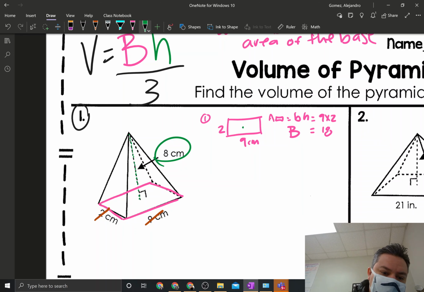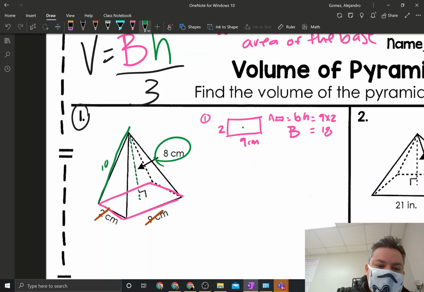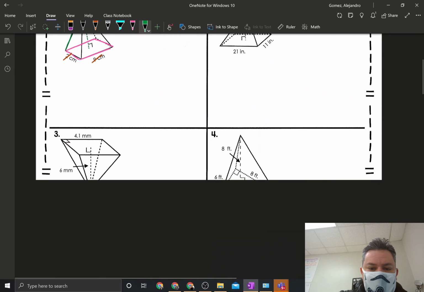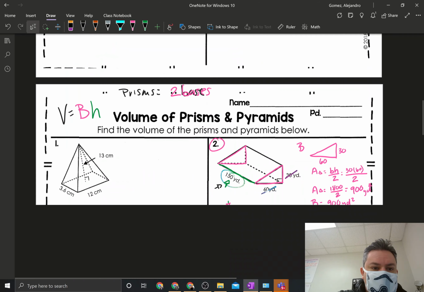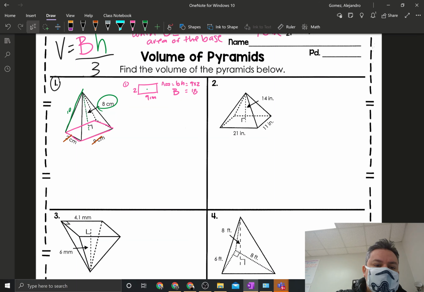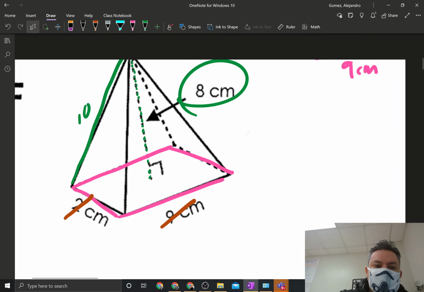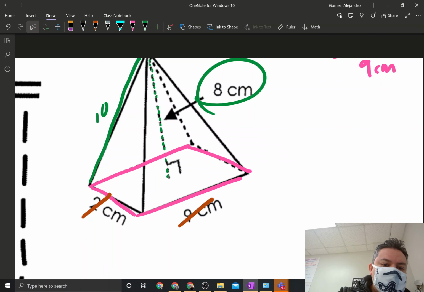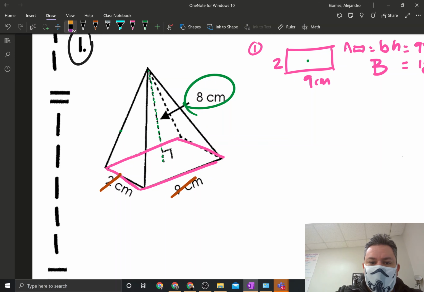If they give you a number right here, for instance, 10, that is called the slant height, and we don't need that right now. If you see an extra number, which we might see on some of these questions right here, you do not need that number. Like number 5 has that. If we see that number right there, you don't need that right now, not until we start talking about surface area. So again, the height of the pyramid is going to be from the center of the pyramid to the center of the base.